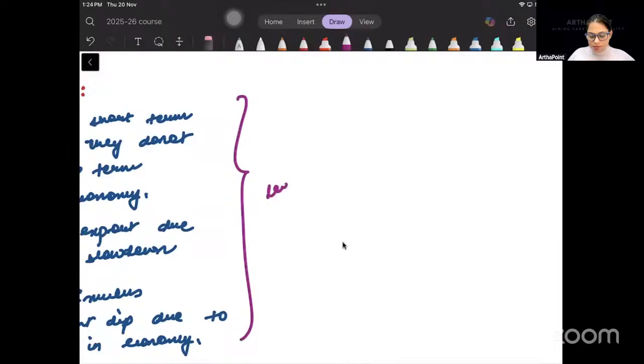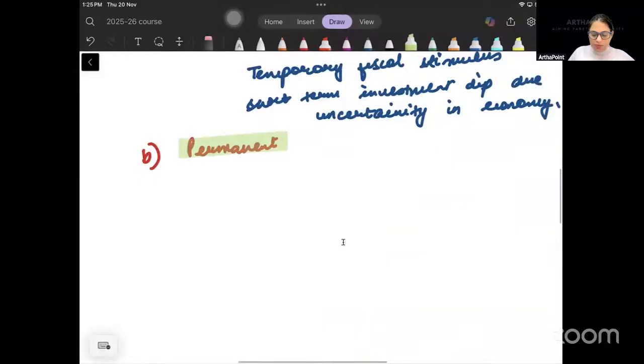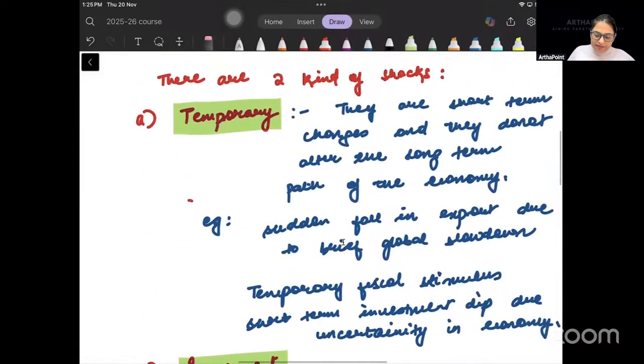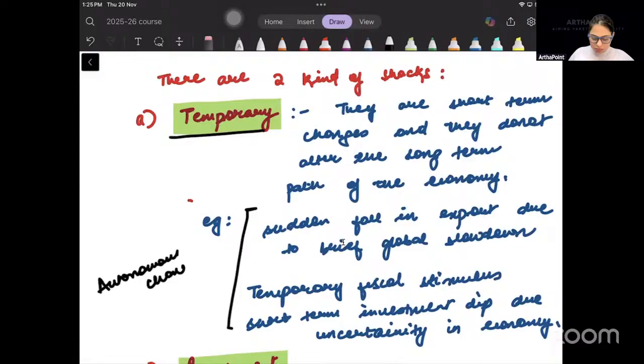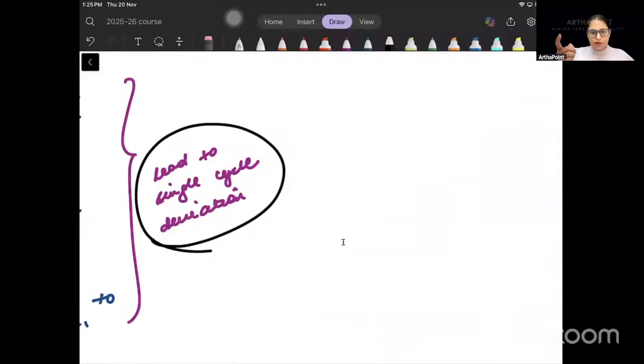This will lead to single cycle deviation, right? These will not be having any permanent change, any long-term change, right? But when we talk about these permanent shocks, I've linked it to business cycle. I have said that these are all autonomous changes and they're leading to change in business cycle, but it's a single cycle deviation.